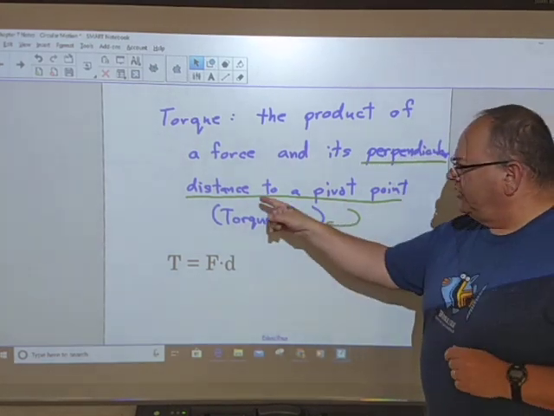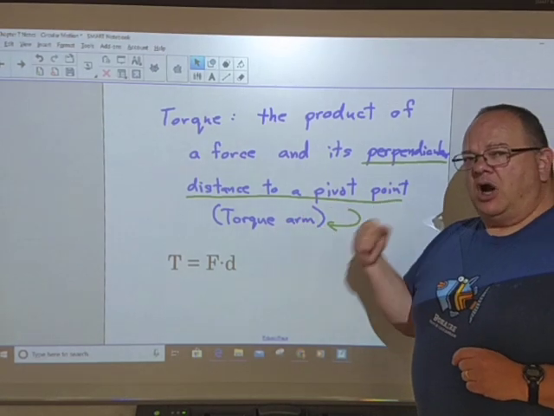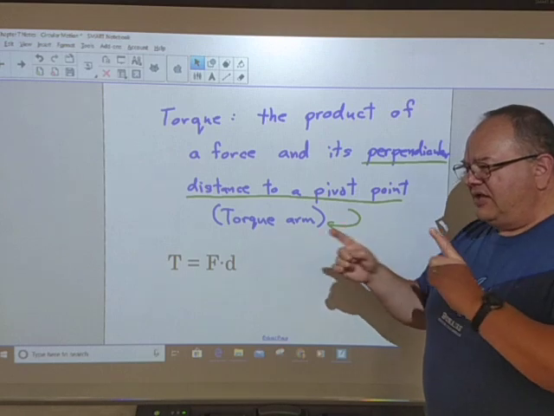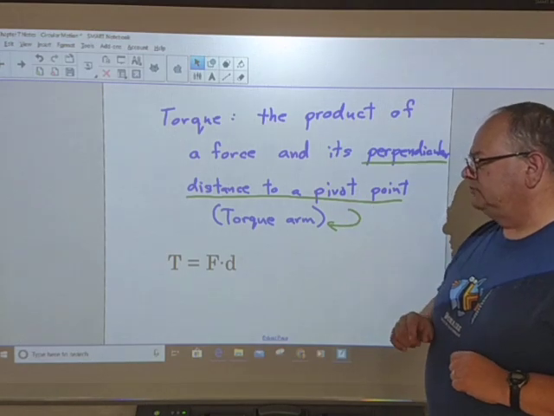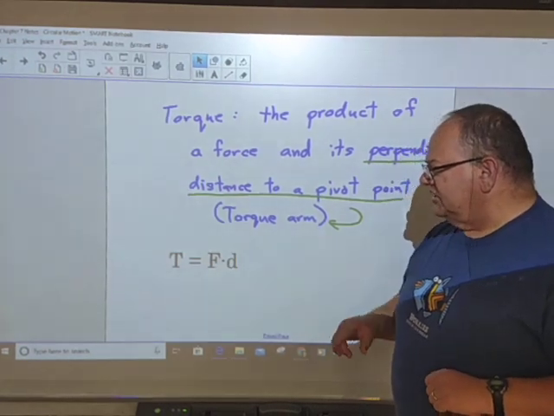And I underlined perpendicular distance to a pivot point. That is defined as the torque arm. Okay, that length, that distance is called a torque arm. So I wrote an equation. Torque equals force times distance.